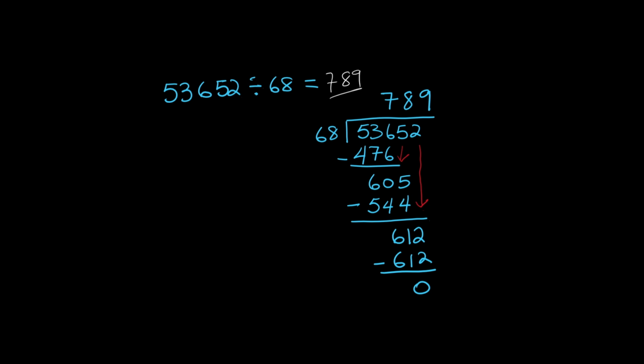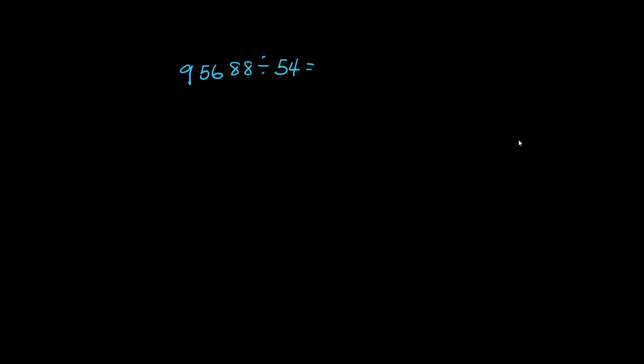Now let's move on to another problem. Now let's say we had 95,688 divided by 54. We can go ahead and set that out. Now how many times can 95 be divided by 54? That'll be 1 times. So that'll be 95 subtract 54. And we're left with 41. Can 54 go into 41? No. So we need to pull down a copy of the 6.